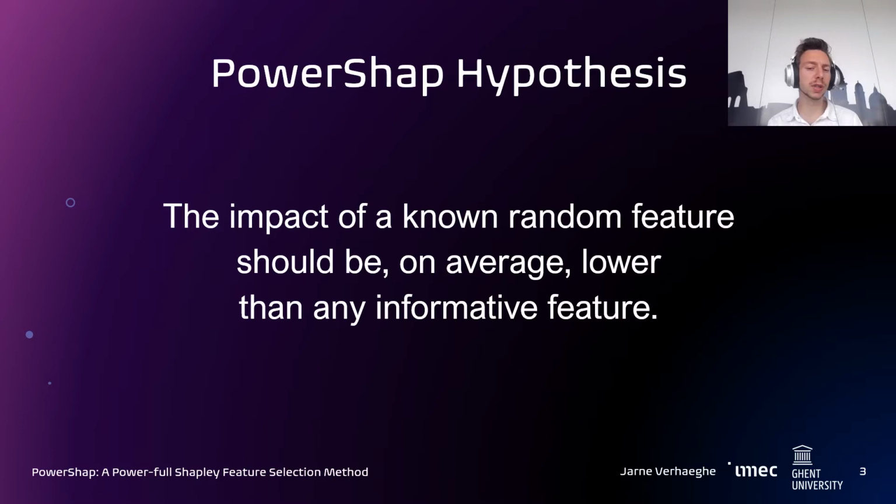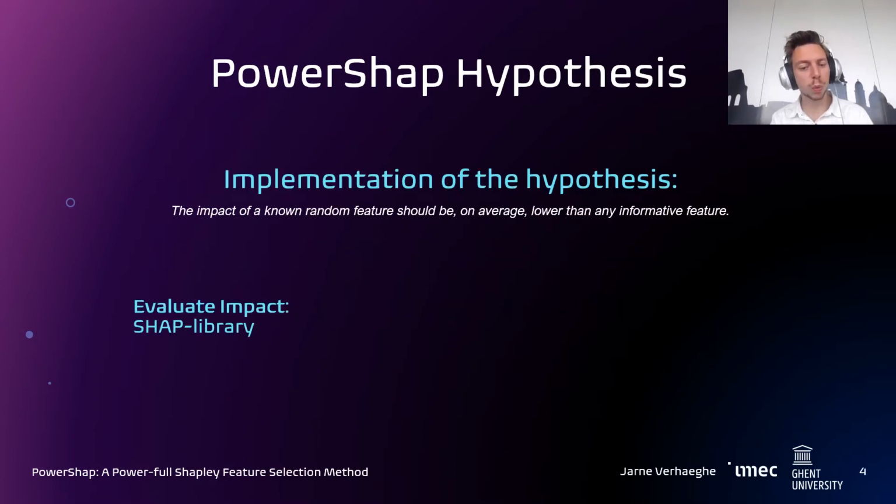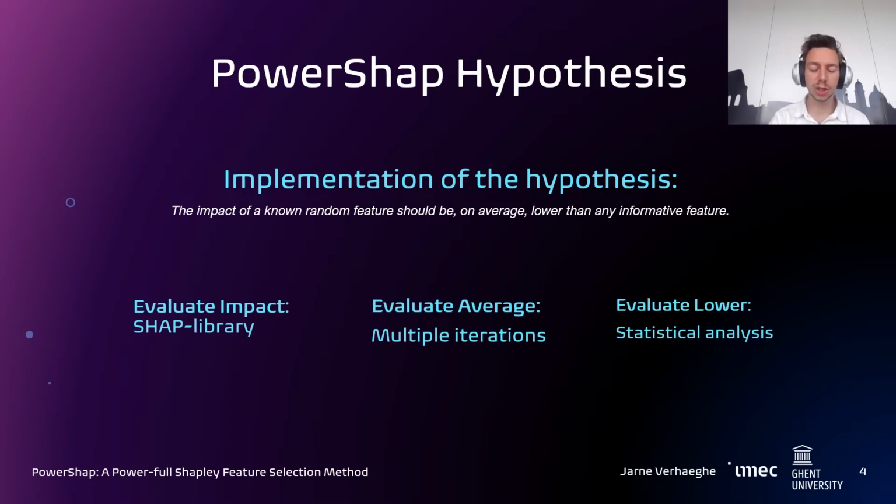And it is built on the hypothesis that the impact of a known random feature should be on average lower than any informative feature. To do this, we use the SHAP library to evaluate impact. We use multiple iterations to get an average and use statistical analysis to test the hypothesis.